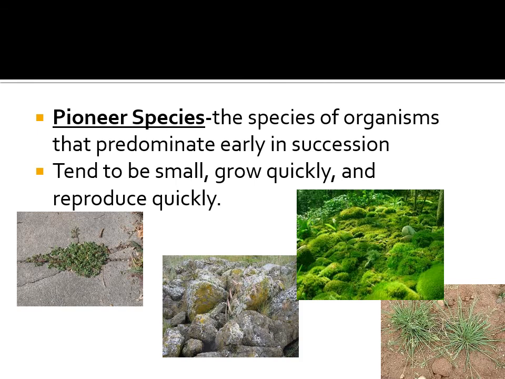Okay, they grow over things. They can grow sometimes where there's not a lot of soil, like something like a lichen, which is going to be an algae and a fungus that kind of live together. They can grow in places where there's not really soil, so they often are a good pioneer species.